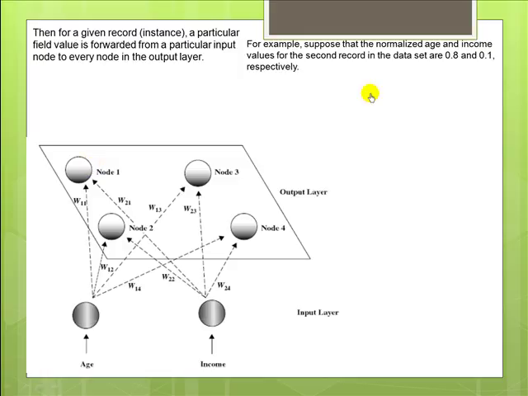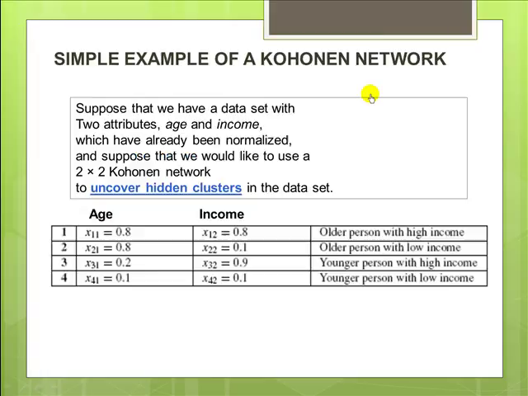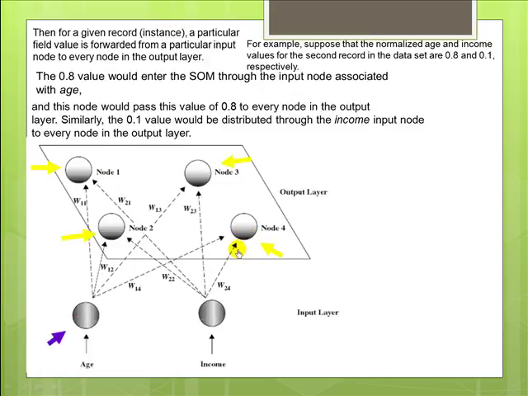For example, suppose that the normalized age and income values for the second record in the data set are 0.8 and 0.1 respectively. So we saw that before. The second record was here, and the age was 0.8 and income was 0.1.